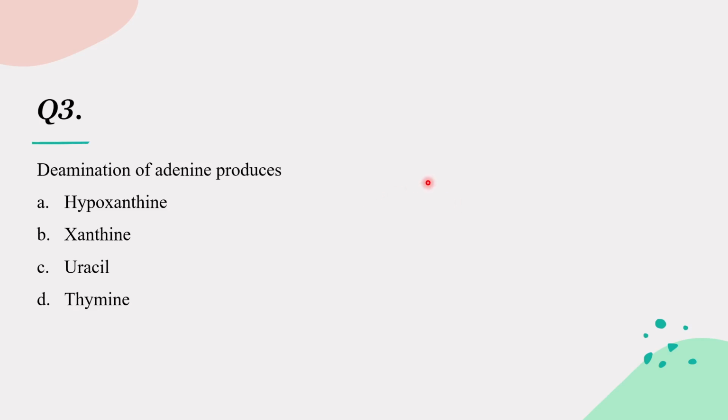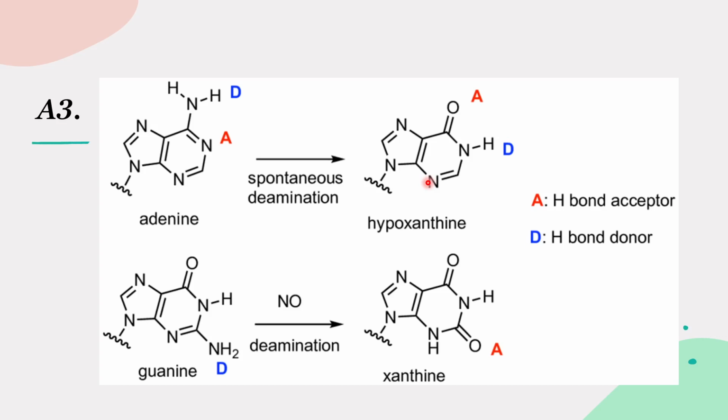So deamination of adenine produces hypoxanthine. How does it produce hypoxanthine? Let's look. So this is the structure of adenine, right? And deamination, this word suggests that one ammonia group is removed from this, right? So one ammonia group, that is NH3 plus, has been removed from this adenine, and this is called the deamination process.